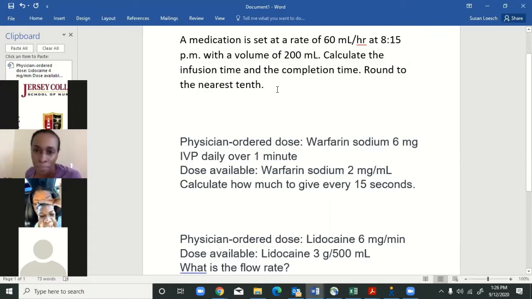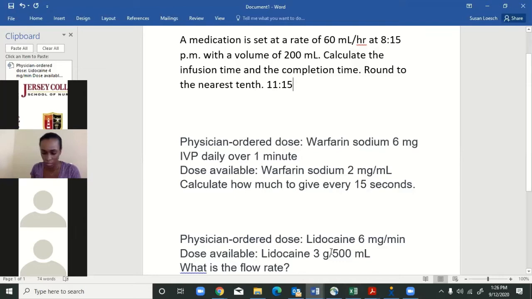Now, we started at 8:15. So if we go up 3 hours, that's 11:15, right? But now we have to figure out what that 0.3 hours represents. Multiply by 60. So we're going to take that 0.3 and multiply it by 60. And what happened when you did that? 0.3 times 60. 18 minutes.